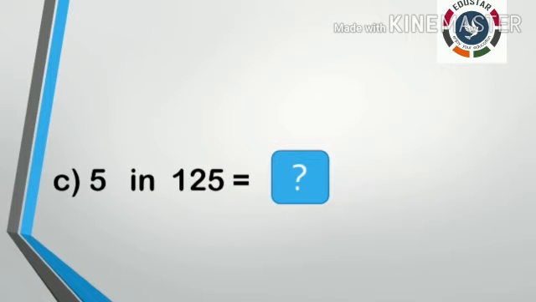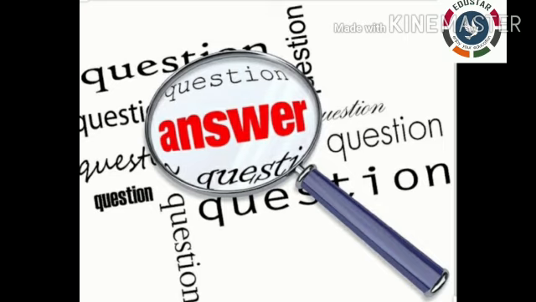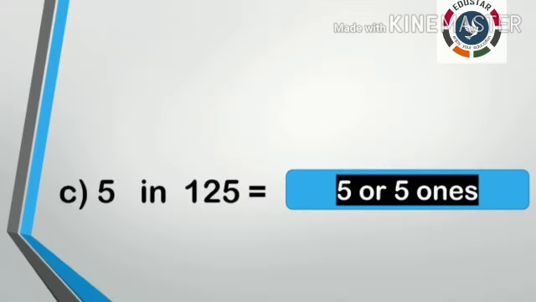Shall we move on to the next question? Question number C. 5 in 125. What is the place value of 5? Shall I say one more time? 5 in 125. What is the place value of 5 here? The answer is 5 or 5 ones. Are you clear? Shall we move on to the next slide?